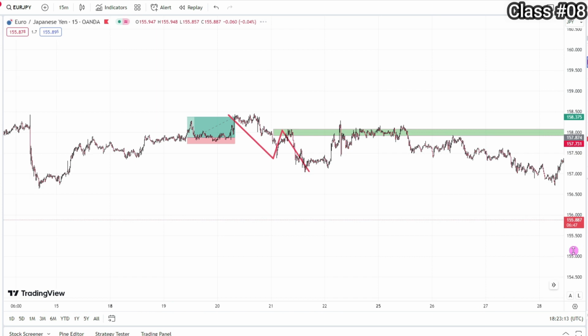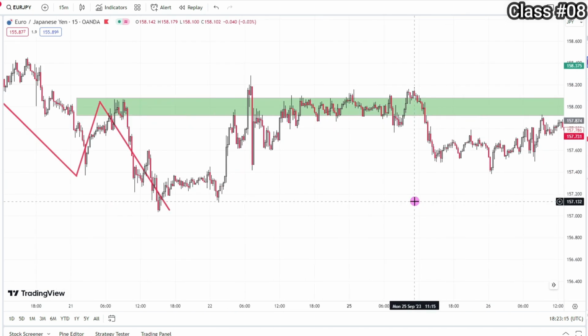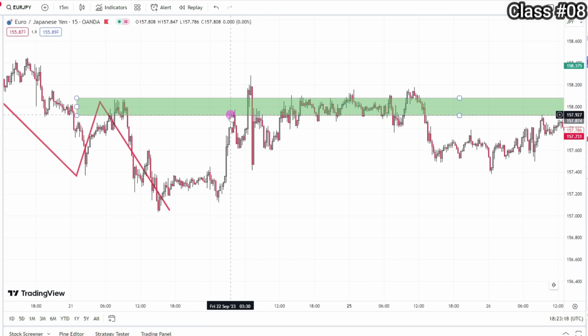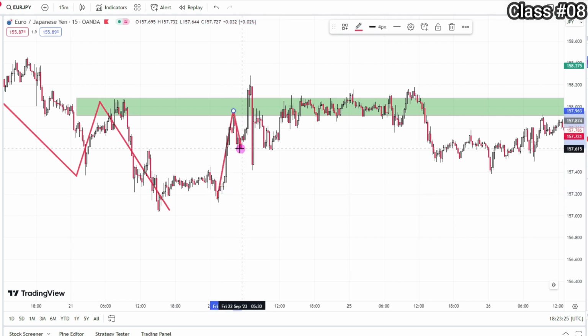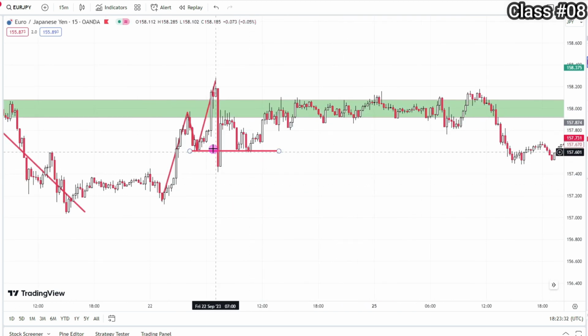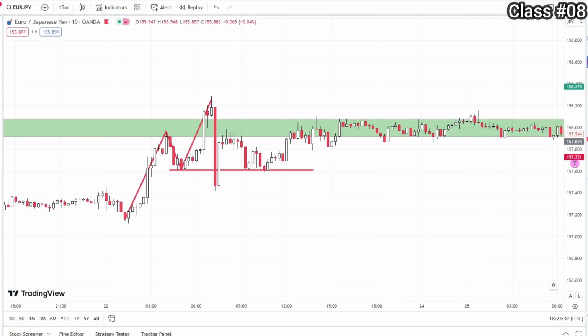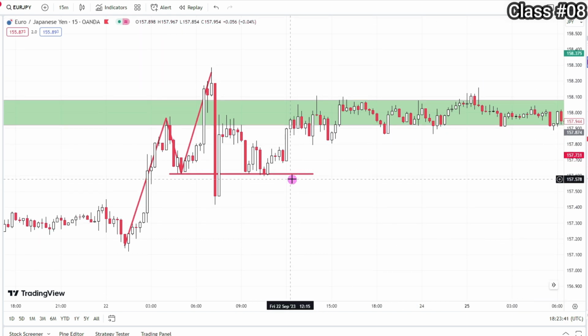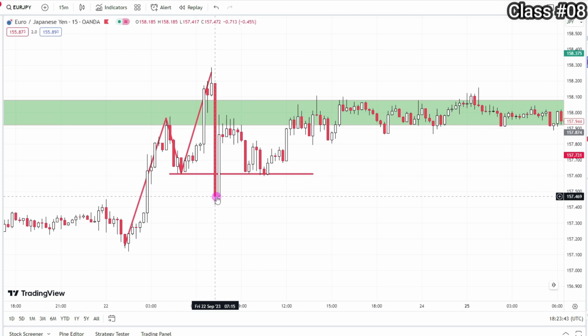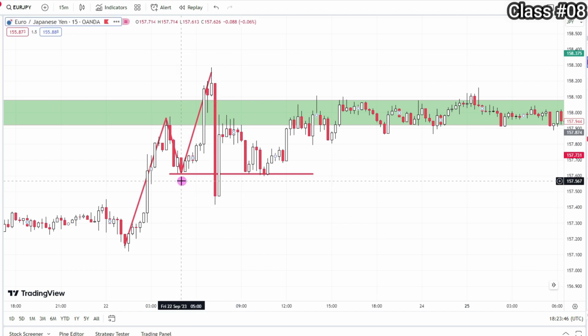On the 15-minute time frame, when the market reaches our support zone, you can see this is a higher high point, higher low point, higher high point, and this is a break and close of our uptrend structure. So it means that now we can set our sell limit order. This candle is breaking our higher low point.